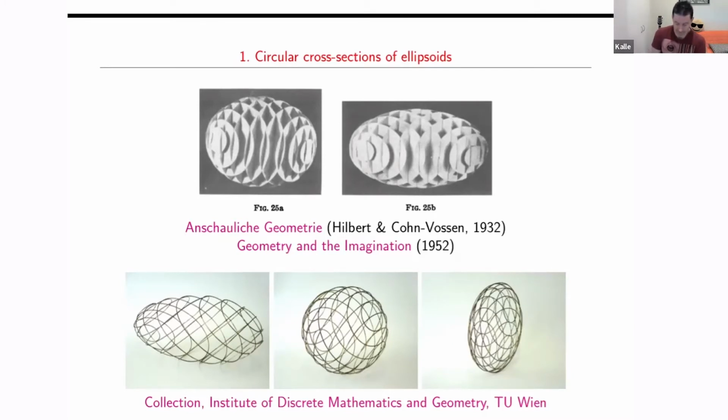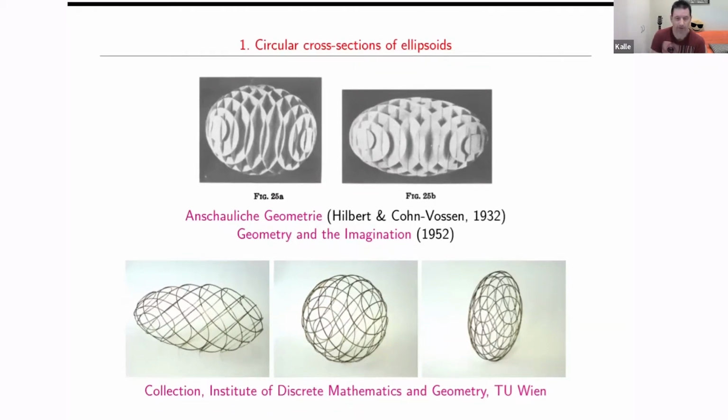There are also some wire models here. For instance, if you go to the Institute of Discrete Mathematics and Geometry at the Technical University in Vienna, they have a collection of models. This is a wire model, and you have just circular wires, and wherever they touch, they are attached. This is deformable, and you can see you even get a sphere if you deform it sufficiently. In fact, this was already pointed out by Hilbert and Cohn-Vossen in their book, that if you deform it at some stage, you actually get a sphere.